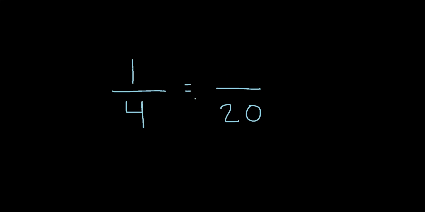Now, when we're trying to solve equivalent fractions like this, we're trying to look for, do both fractions have a numerator or do both fractions have a denominator? So in this case, we can see that both fractions right now have a denominator. This fraction has a denominator of 4, and this fraction has a denominator of 20. So what we can say is, how do we go from 4 to 20? What do we have to do? Well, we have to multiply by 5, because 4 times 5 is equal to 20.